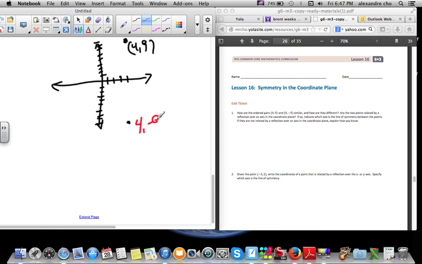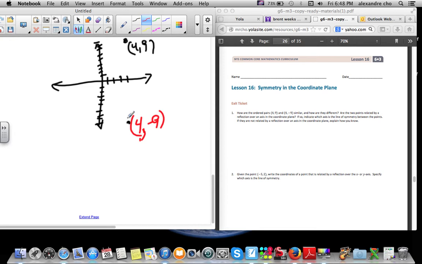4, negative 9. How are they similar? How are they different? Well, they're the same because to get to either point, you have to walk 4 to the right. That's how they're the same. How are they different? Well, they're different because for one you have to go up 9, and for the other you have to go down 9. That's how they're different.